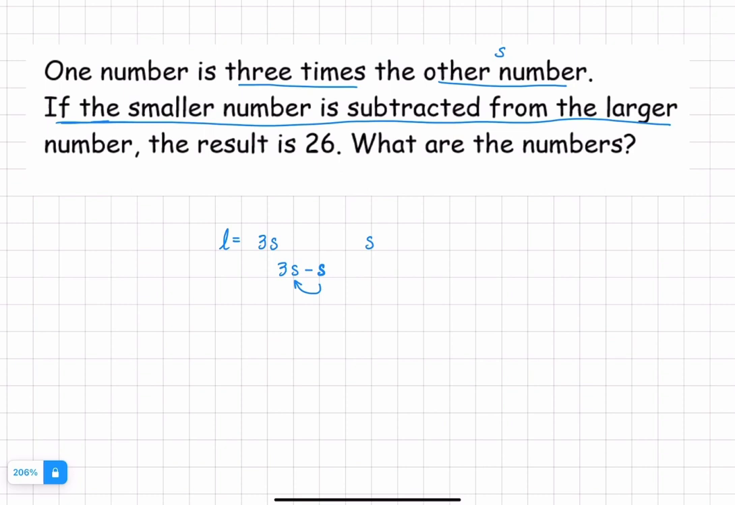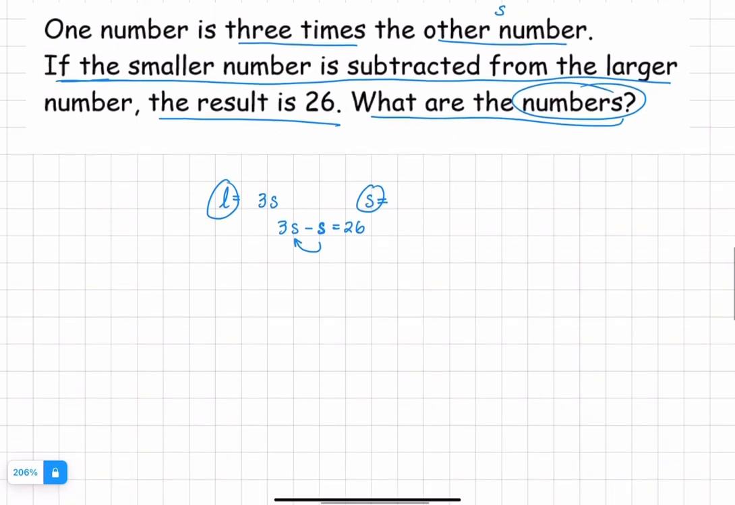And these tell us the result is 26. So when you subtract, 3s minus s, we get 26. And we're trying to find out what the numbers are. So we're trying to find the larger number and we're trying to find out what the smaller number is. So this is a simple, solve for the variable type of question. So let's solve for s in this equation.